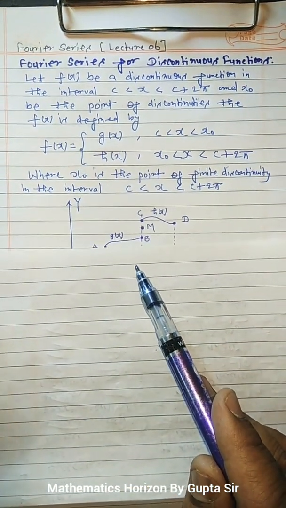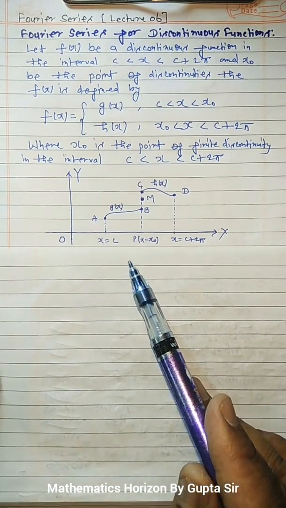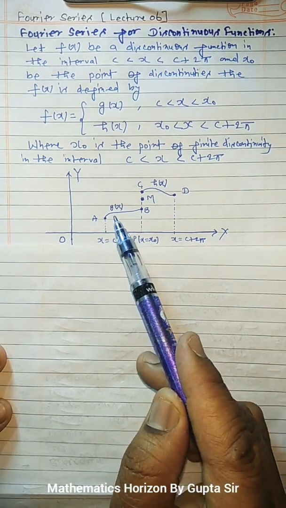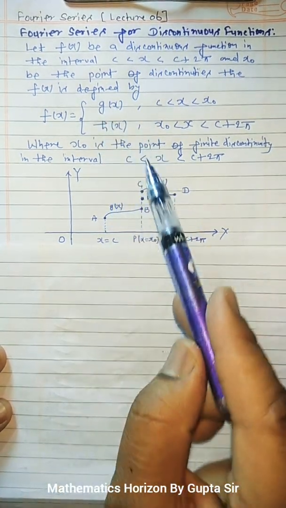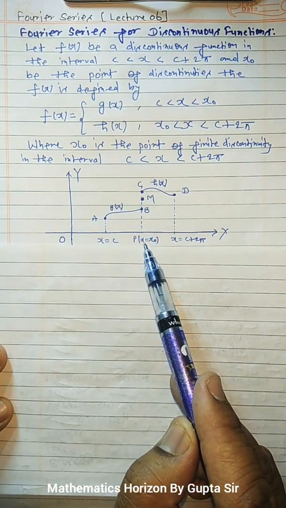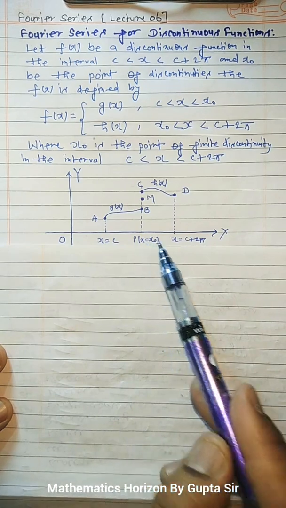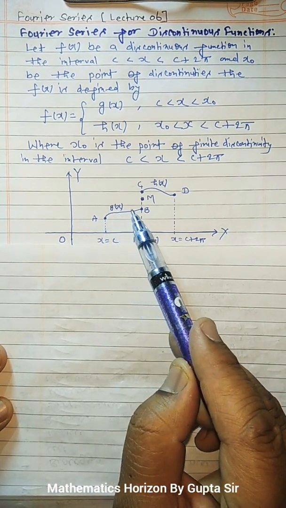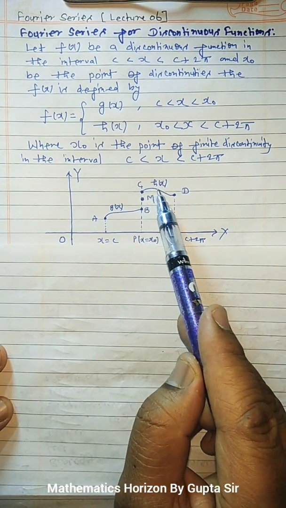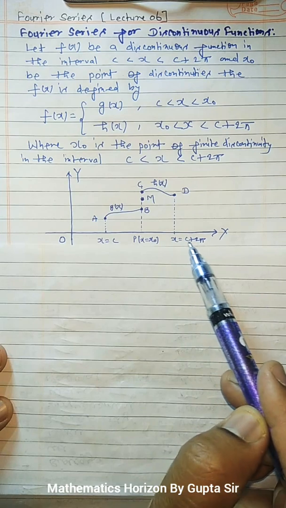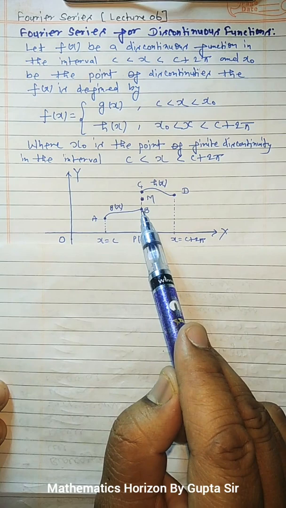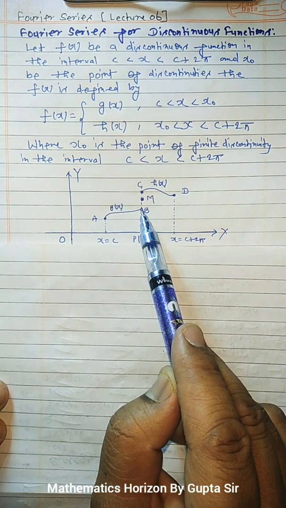Suppose in the xy plane we have the x-axis and y-axis. Suppose this point P is the point of discontinuity, that is x equal to x0, and this is the shape of the curve between c and x0, and this is the shape of the curve between x0 and c + 2π. Okay, this is the point of discontinuity.